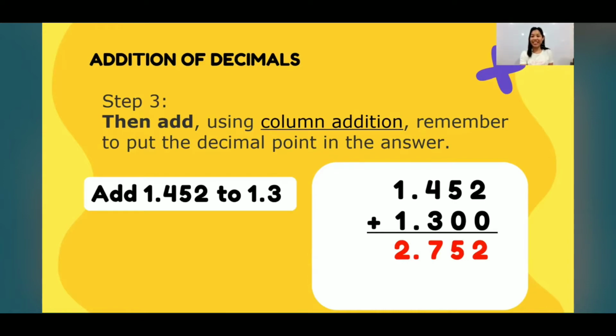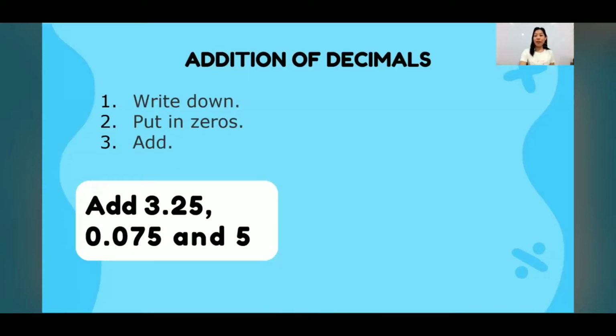Did you get it? Okay, let us simplify the steps. Write down, put in zeros, add. Again, one more. Write down, put in zeros, add.